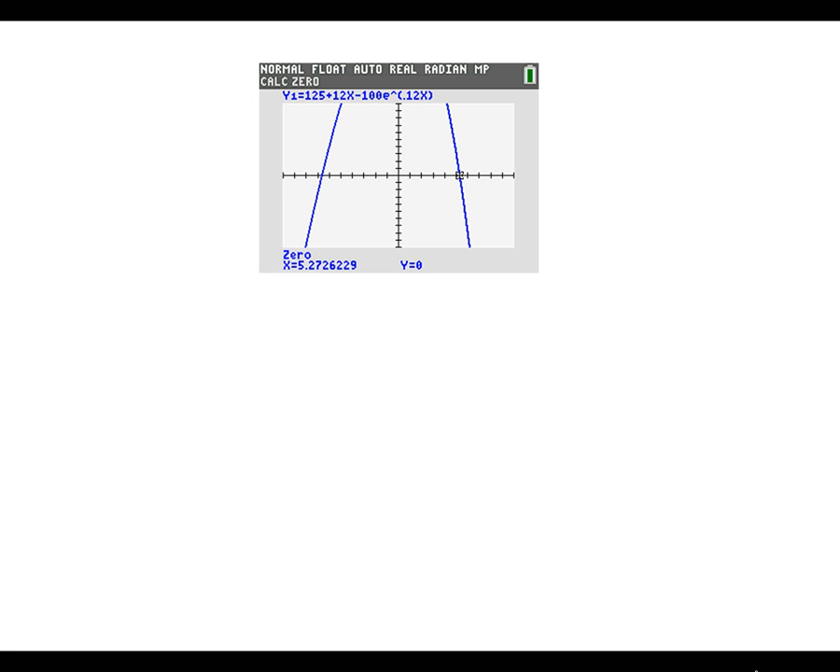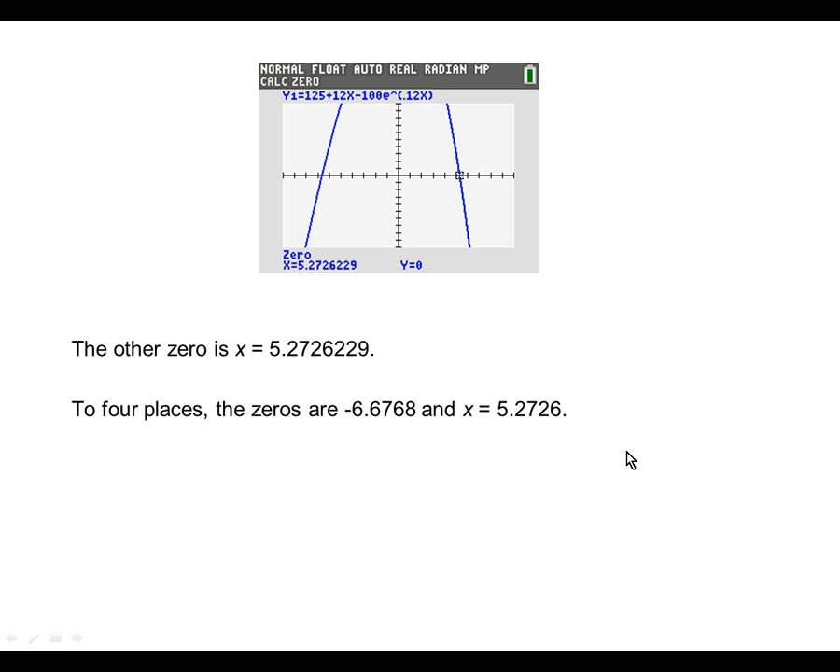So again, I started all over again. So I got my 2 answers of -6.6768 and 5.2726. Now again, without a numerical technique, it really is basically impossible to get the exact answer for that.